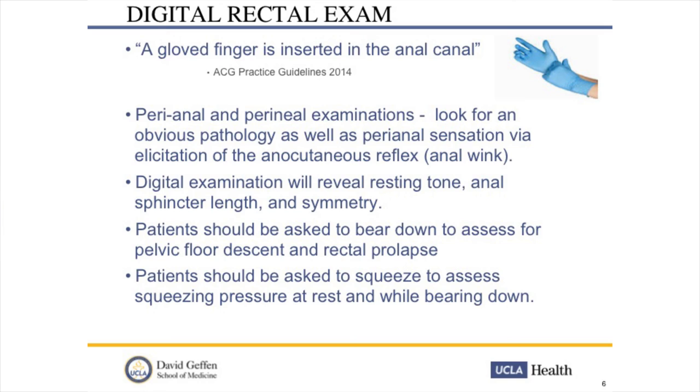So we start with the perianal and perineal examinations. What you want to do is look for obvious pathology. Somebody may have cancer. If you aren't able to elicit it with the history, you're able to see a lot of things just by doing a rectal exam in your office. And of course, you can elicit the perianal sensation by trying to see if there's any reaction when you touch them on the outside. You can do it with your finger. You don't have to have a lot of fancy equipment.